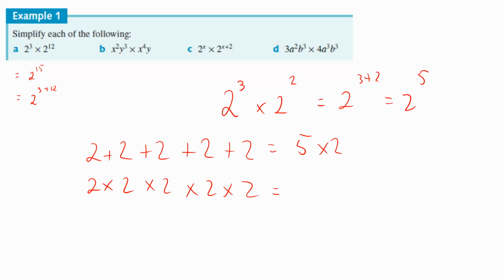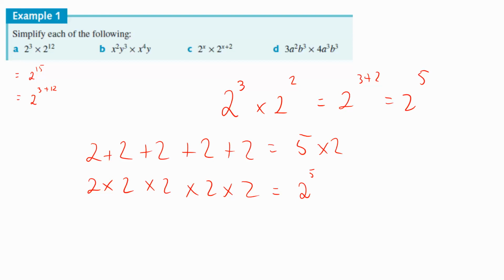There had to be another method. Instead of saying 2 plus 2 plus 2 plus 2 plus 2, we said 5 times 2. Then there had to be a short way of saying 2 times 2 times 2 times 2 times 2. And what you learned was we wrote it as a power. In year 7, you wrote 2 to the power of 5, which actually meant 2 times 2 times 2 times 2 times 2.